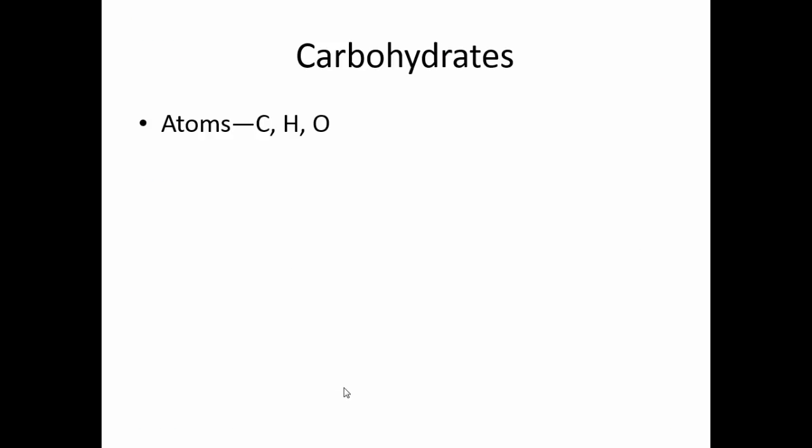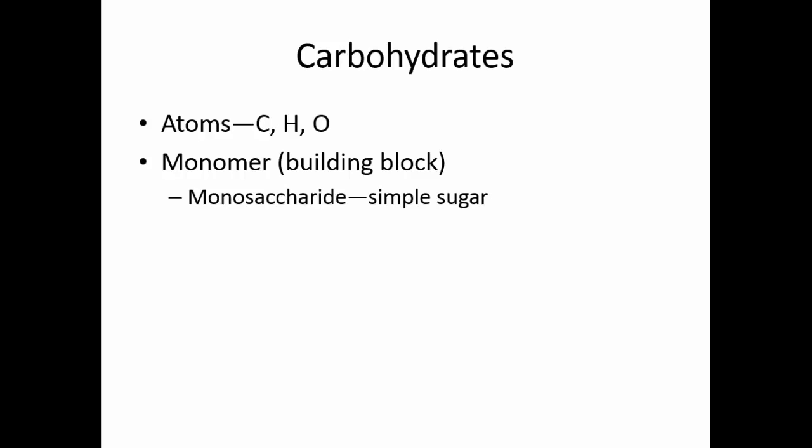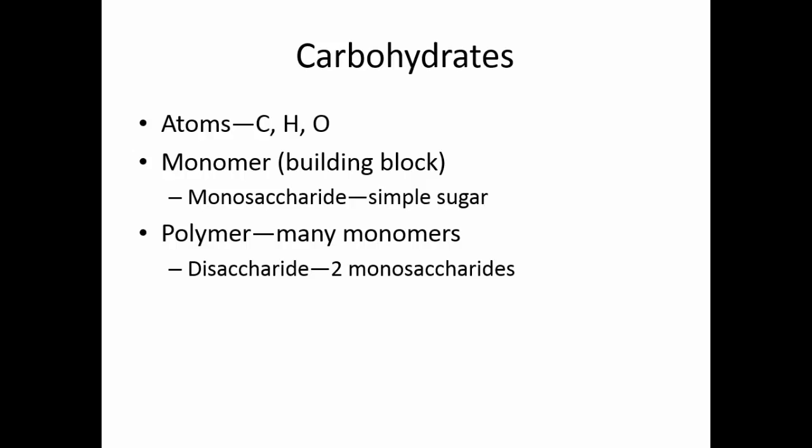Carbohydrates are composed of the atoms carbon, hydrogen, and oxygen. The monomer, or the building block, is the monosaccharide. A monosaccharide is known as a simple sugar. A polymer is made when we put many of these monomers together in a string. We start out by putting two together. That's a disaccharide. We just saw that with sucrose. As we continue to add monomers to the chain, we have a polysaccharide, a complex sugar or a complex carbohydrate.